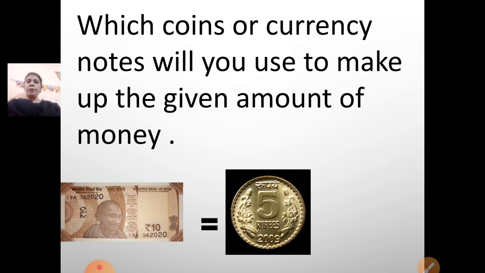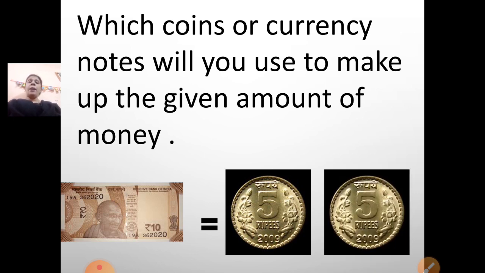Yes, one 5 rupee coin, one more 5 rupee coin. So, two 5 rupee coins will make how much? 10 rupees, correct? That means 5 plus 5 will be 10. So, if we take two 5 rupee coins, it will make a 10 rupee note, okay?